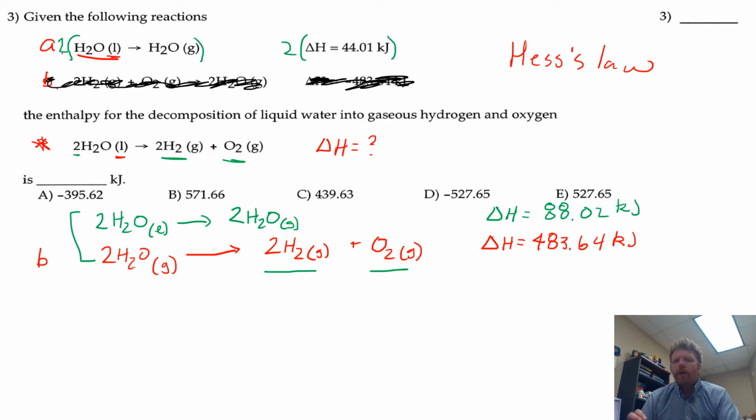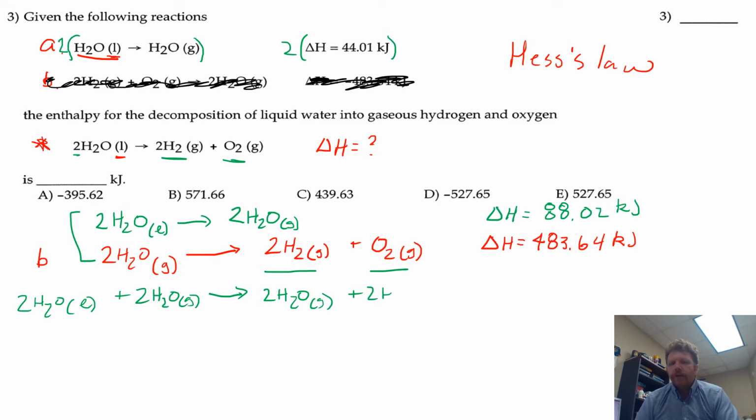If you wanted to write all of it out, you'd write out 2H2O liquid plus 2H2O gas, because these are our reactants, and then these are going to combine to produce our products, 2H2O gas plus 2H2 gas plus O2 gas. Now, what is our delta H for this overall reaction? Our delta H is going to be the combination of 483.64 plus 88.02. I'm going to plug that into my calculator real quick.